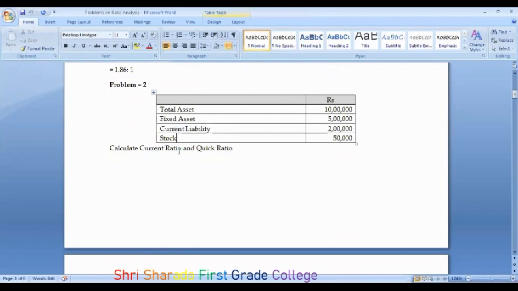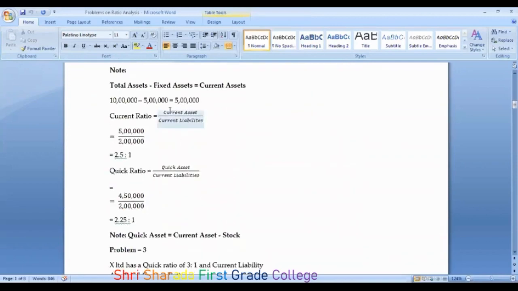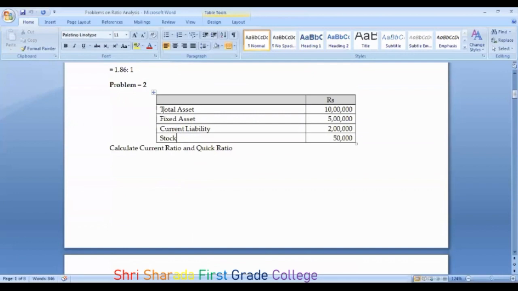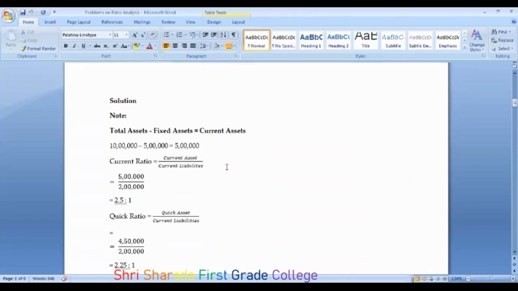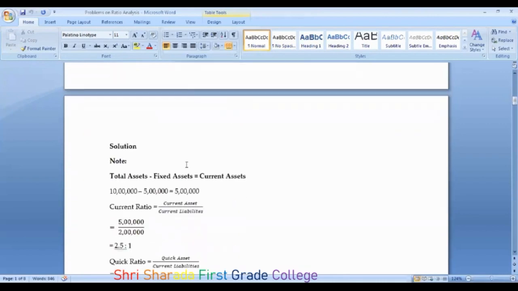Okay. So what is the current ratio formula? Current ratio is equal to current assets divided by current liability. But here in the question, they have not specified the current assets directly, so you need to find out the current assets. The procedure is: total assets information is given, along with that fixed assets information is given. So total assets minus fixed assets gives you the current assets.